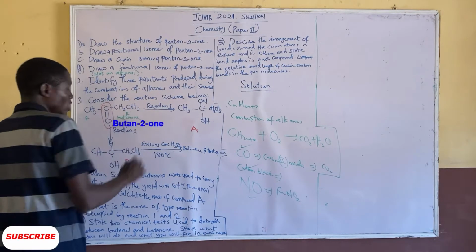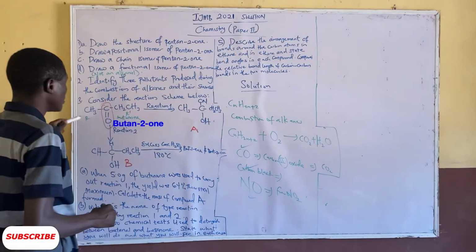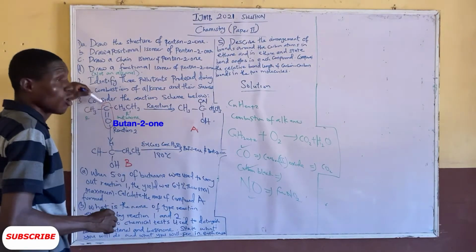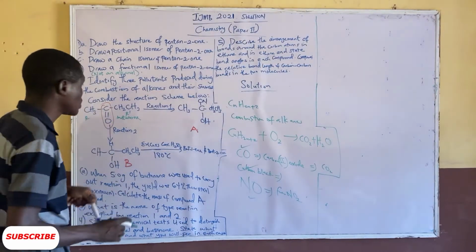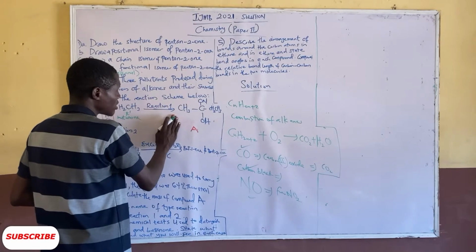Butanone. It is butanone as a result of what? Four carbons and a functional group of C double bond O. So this is butanone. Now, undergoing reactions. Undergoing reaction 1 to form what?